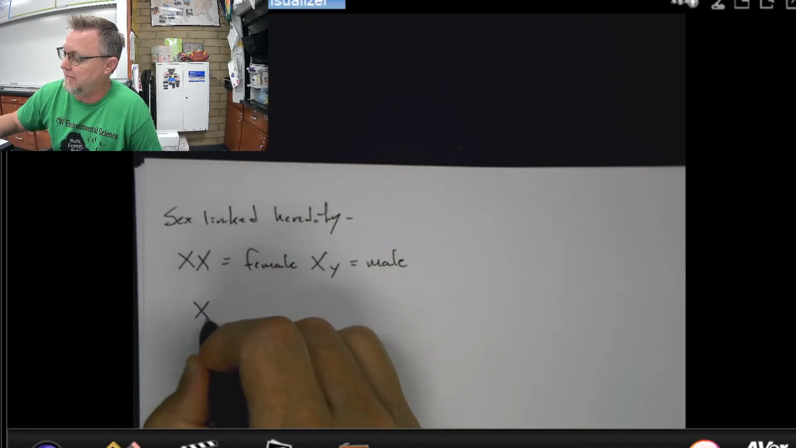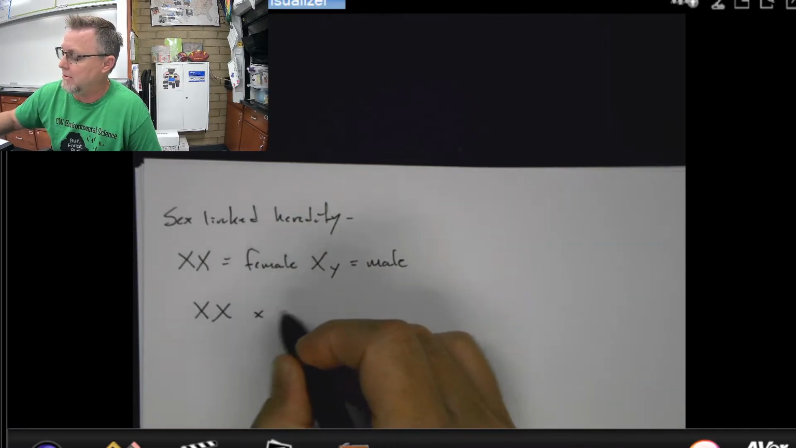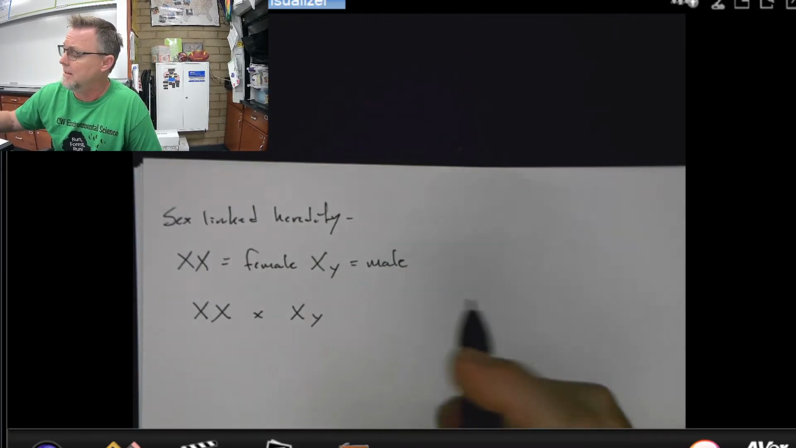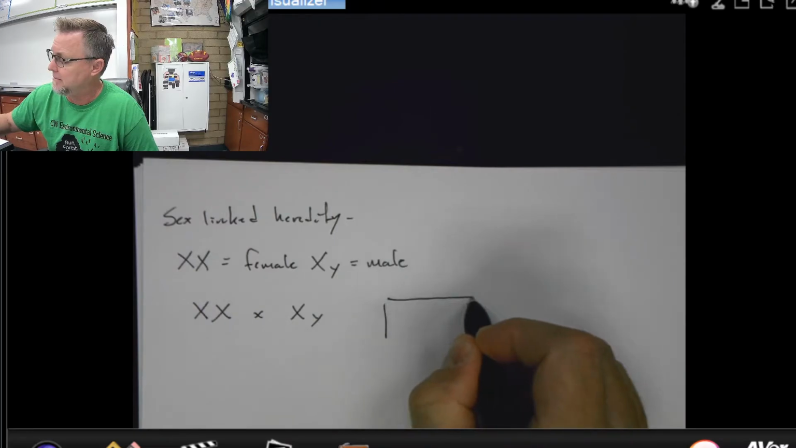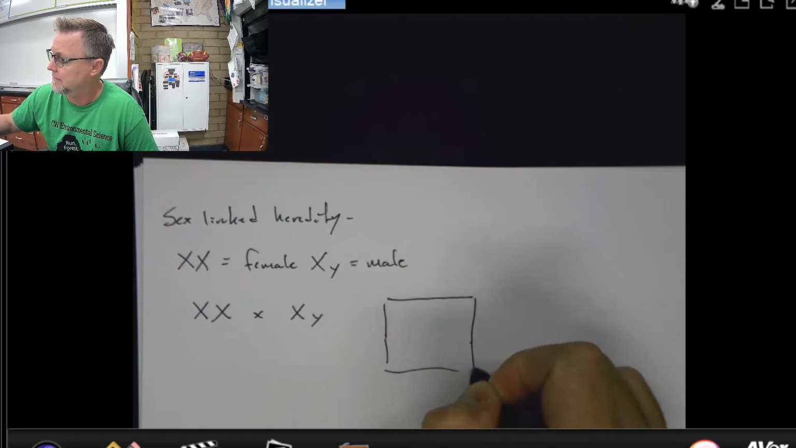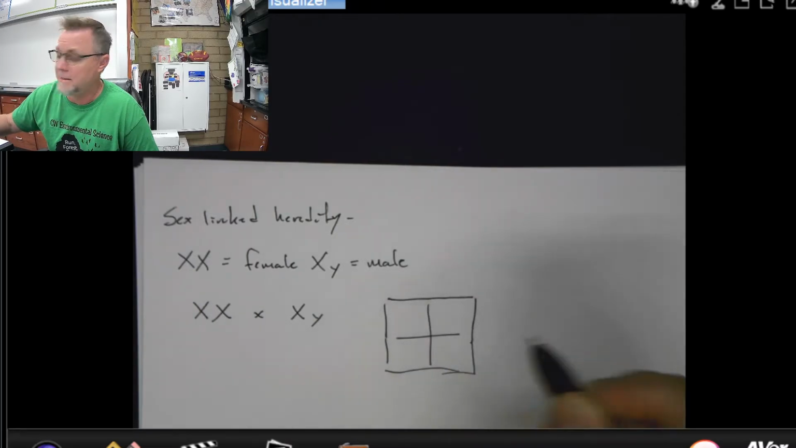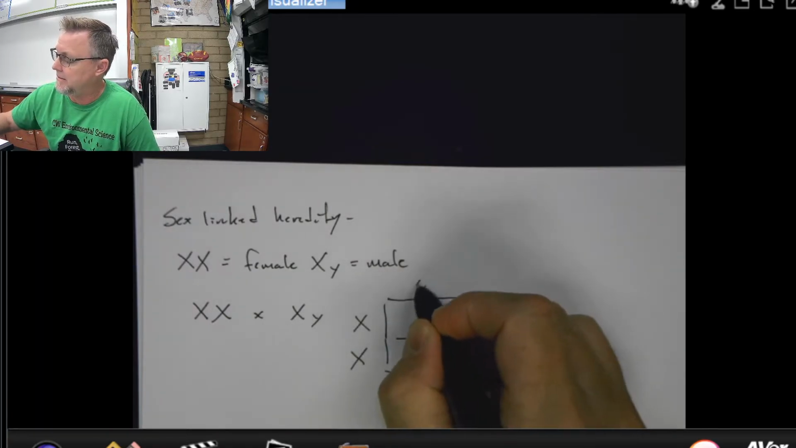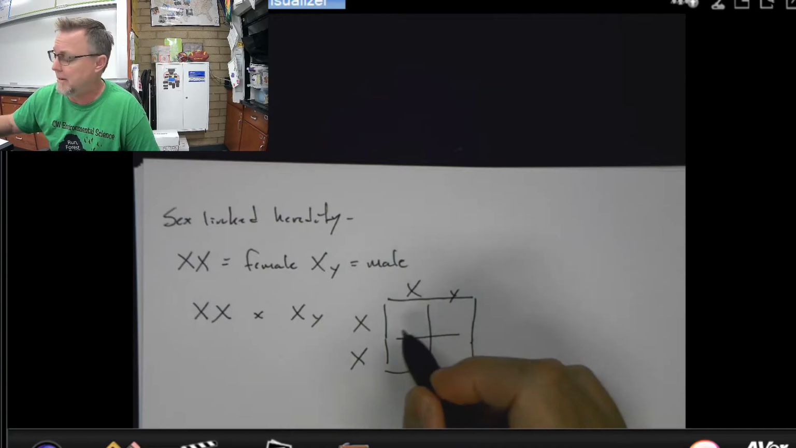So if we just do a very simple, plain Jane cross like this between a male and a female, just looking at the sex chromosomes, we do a Punnett square, right? Simple monohybrid cross. We can put the female on the side, the male across the top, fill in our boxes.